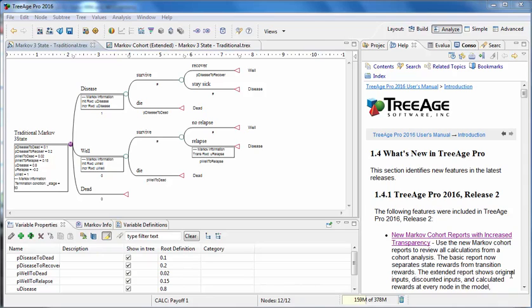This demonstration introduces in detail two of the major features of TreeAge Pro 2016 Release 2. These features are the new Markov reports and the new Within-Cycle Correction calculation algorithms for Markov models.